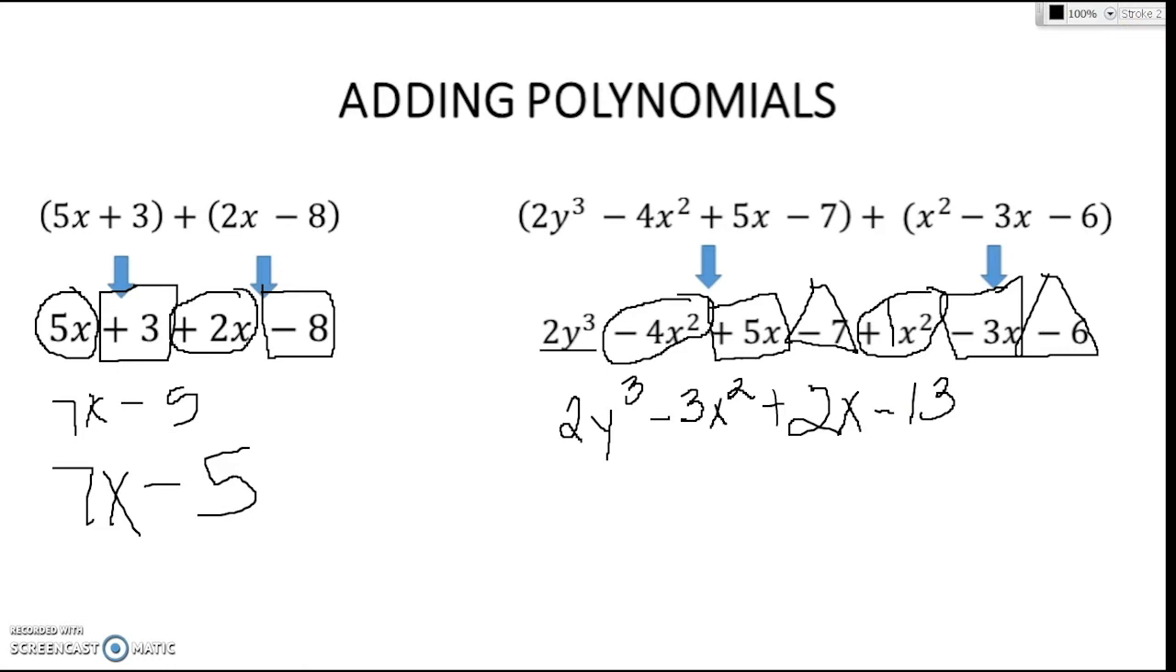You want to make sure that you go back and check that none of your variables or terms were missed in the problem. Looks like we're good. And you want to make sure that none of your terms repeat. I have a y to the third, an x squared, an x, and just a number with no variable at all. So therefore, I have combined these as much as I can.